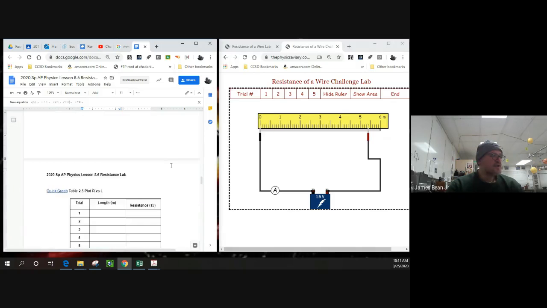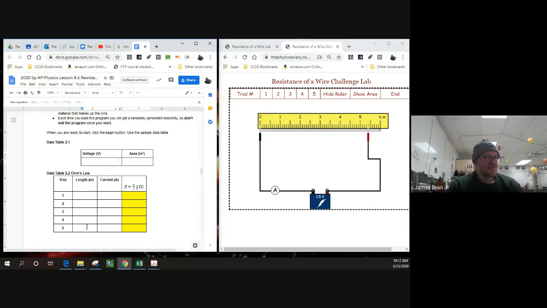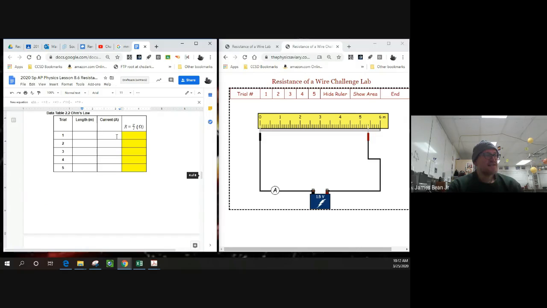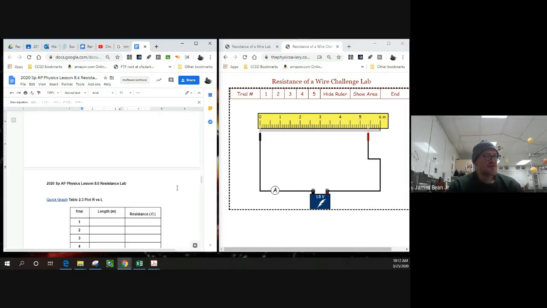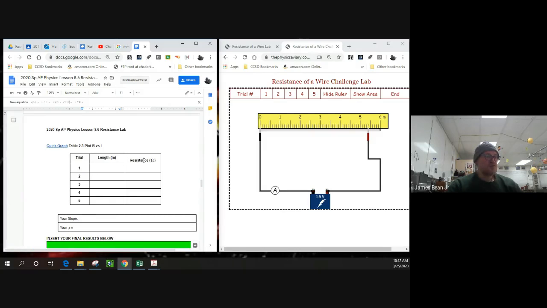I'll go down here, and this is my quick graph table. So I'm going to use the length from up here, I'll go ahead and transpose it to here, as well as the resistance, I'll go ahead and put here. So this will be X and this will be Y. For my 5 trials, I'll go ahead and use quick graph.